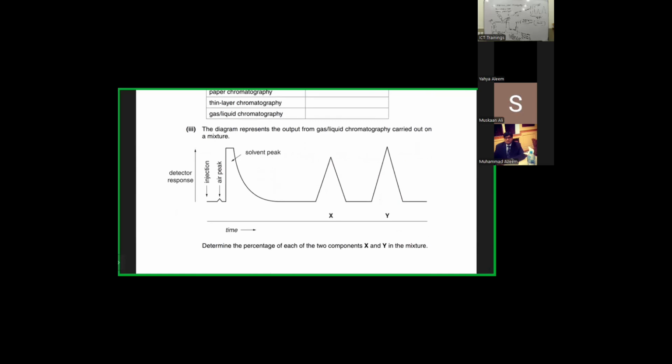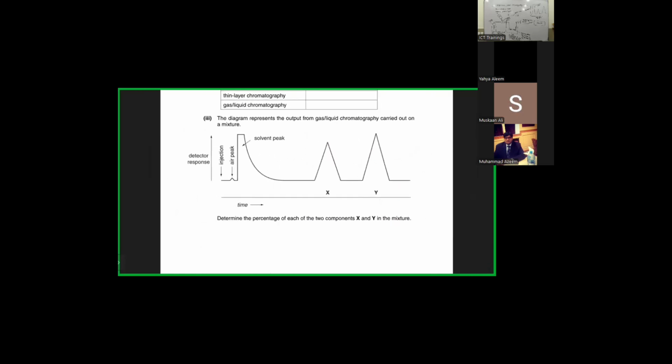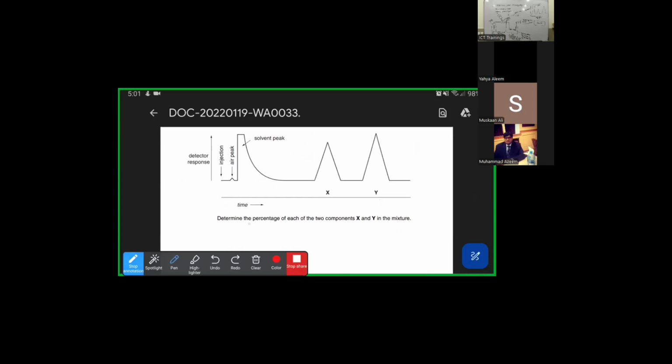If you look at the peaks here, he wants you to determine the percentage of each of the two components X and Y. I told you to take a scale and divide this into two equal parts, then use the formula half length into breadth for this one and half length into breadth for this one. This is the length and this is the breadth. Multiply these with the length and then add them up. You will get the area of this one.